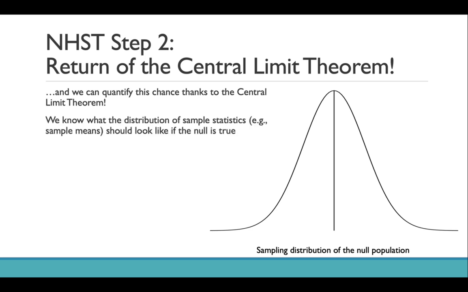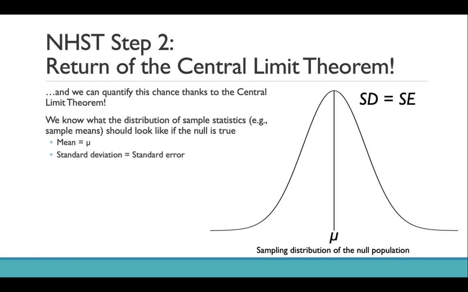We know what the distribution of sample statistics, for example, sample means, should look like if the null is true, and it's represented here by this bell curve on the right. This is the sampling distribution of the null population. By definition, its mean is mu, the population mean, and its standard deviation we can calculate using the formula for standard error. So again, this is just a recapitulation of the central limit theorem.